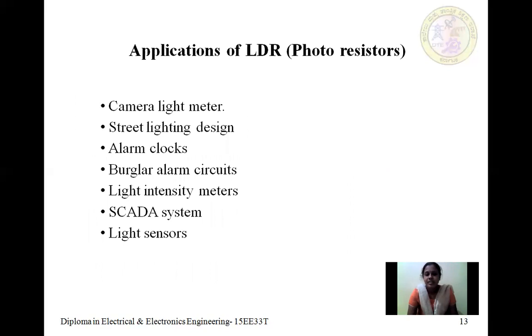Now next let me see the application of LDR. LDR is used in camera light meters, street lighting designing, alarm clocks, burglar alarm circuits, light intensity meters, SCADA system and light sensors. These are certain applications of LDR.